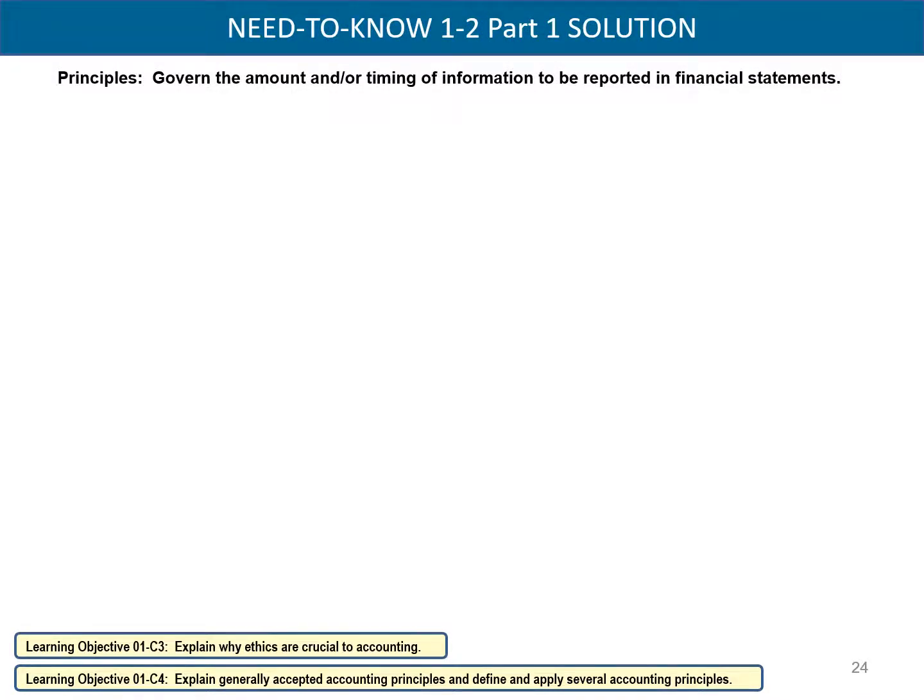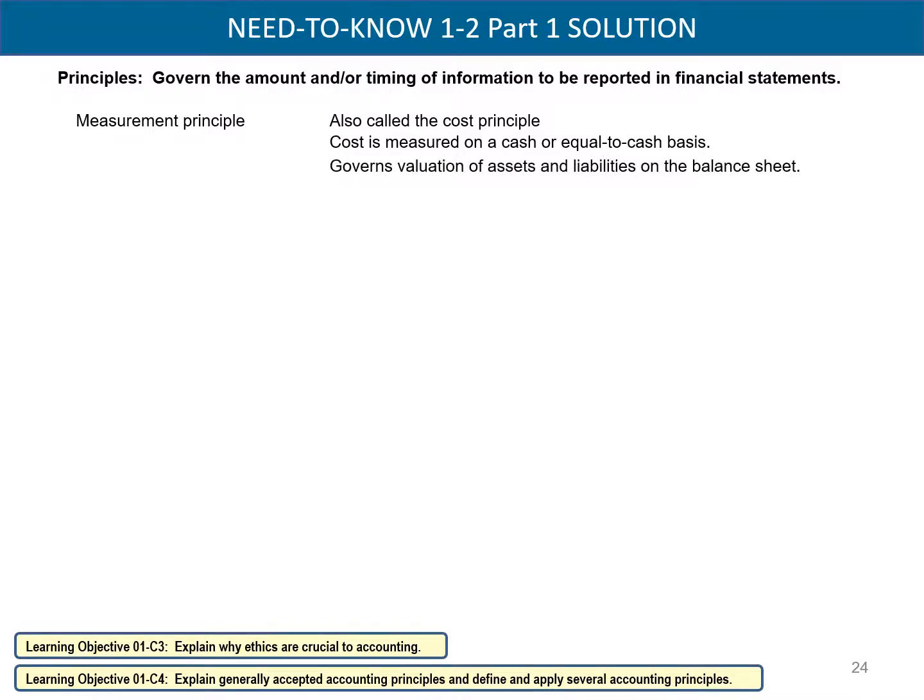Okay, so let's review. So accounting principles are those that govern the amount and/or the timing of information that's required to be reported in financial statements. So the first principle was the measurement principle, and that's also referred to as the cost principle. Basically, your cost is measured on a cash or equal to cash basis. So whatever you pay for it, that's what you report it at on your financial statements. And then it also governs the valuation of the assets and liabilities on your balance sheet. The second was the revenue recognition principle, which governs the timing of the revenues recognized on your income statement, recognized when they're incurred, okay?